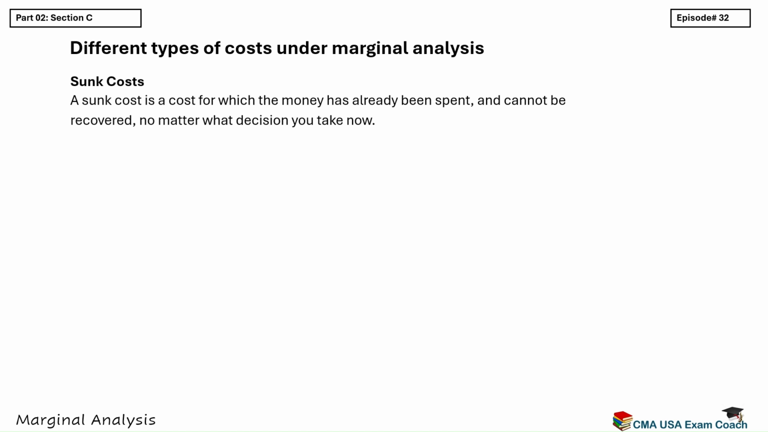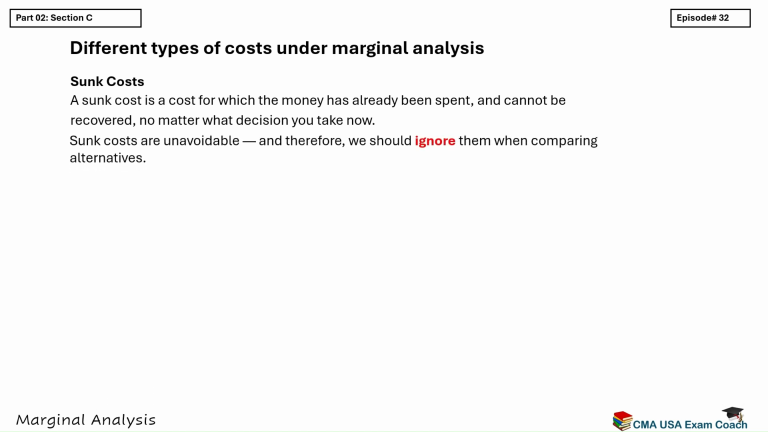Let's now understand an important concept in marginal analysis: sunk costs. A sunk cost is a cost for which the money has already been spent and cannot be recovered, no matter what decision you take now. Since this cost has already happened in the past, and you can't change it or get it back, it becomes irrelevant in decision-making. In other words, sunk costs are unavoidable, and therefore, we should ignore them when comparing alternatives.